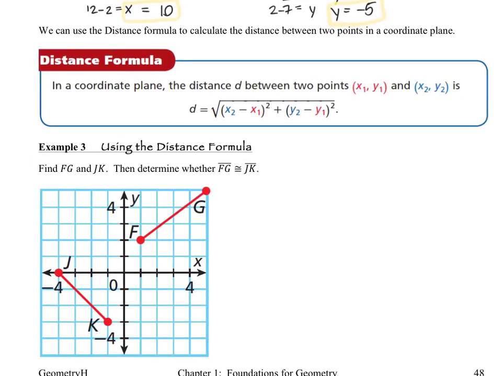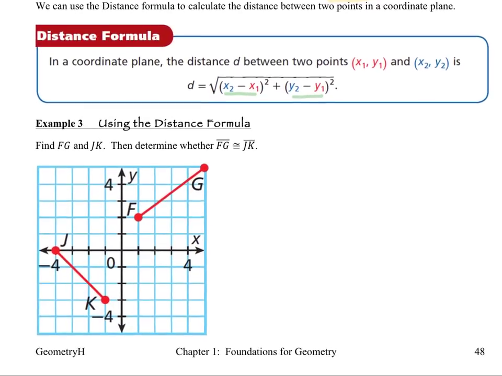We can use the distance formula to calculate the distance between any 2 points in a coordinate plane. And another way to look at that is we can use the distance formula to find the length of any segment in the coordinate plane. We see the distance formula in the box, and it's the difference between the x coordinates squared plus the difference between the y coordinates squared, and then we take the square root of that. Let's try it out on example number 3.